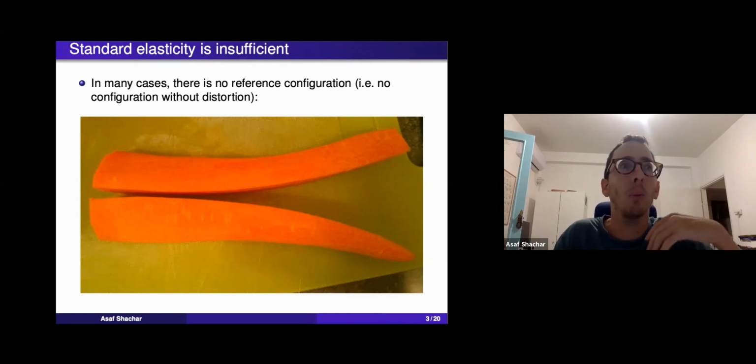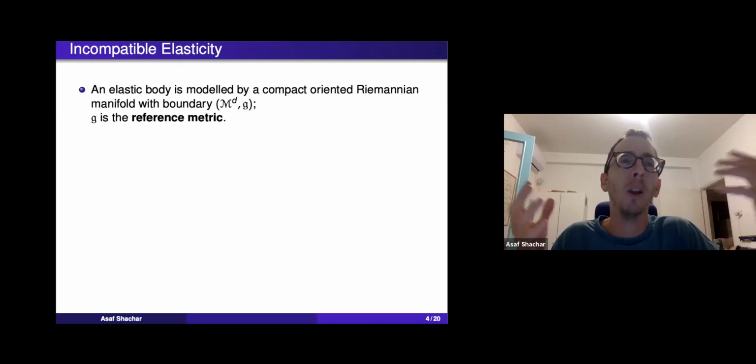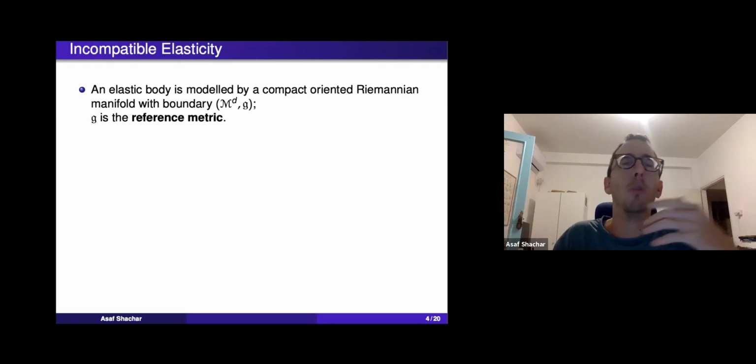There is a slightly generalized paradigm to model such phenomena, which is sometimes called incompatible elasticity or non-Euclidean elasticity. In this framework, an elastic body is no longer a subset of Euclidean space. Instead, it is a compact oriented Riemannian manifold with boundary. Let's say that g is the metric, and we call g the reference metric.